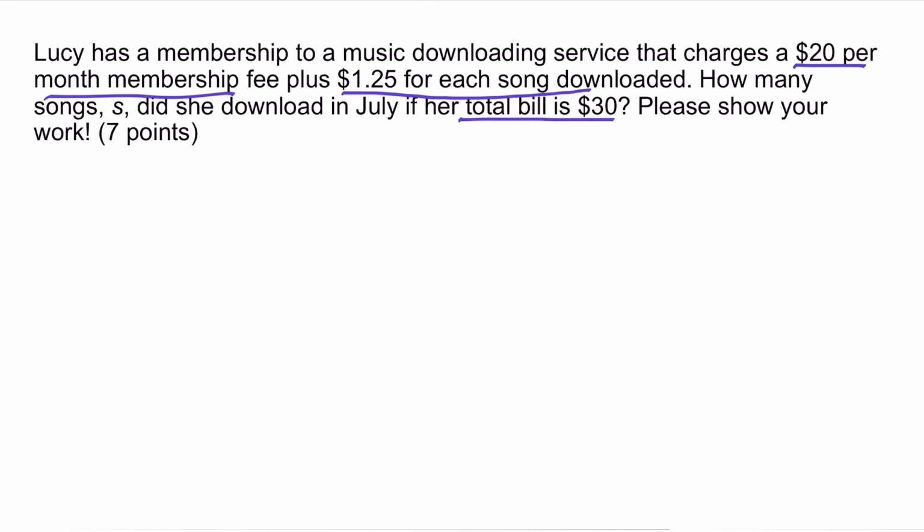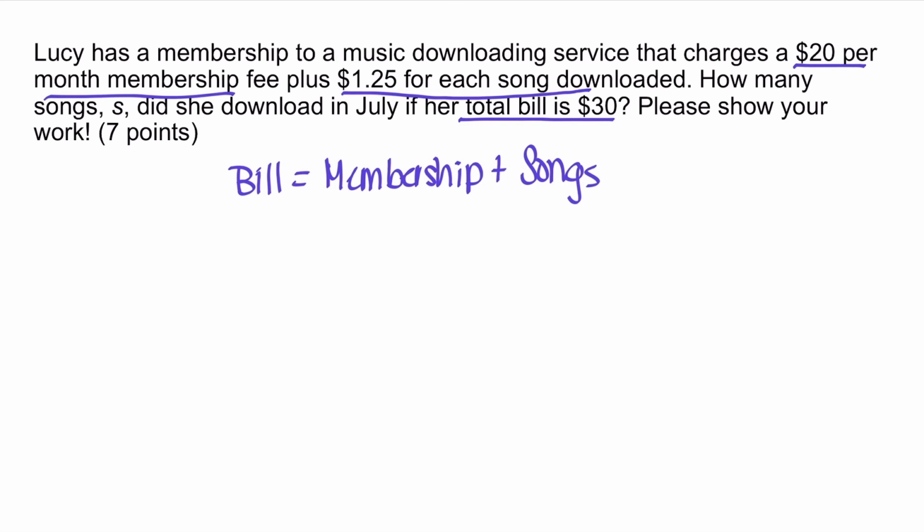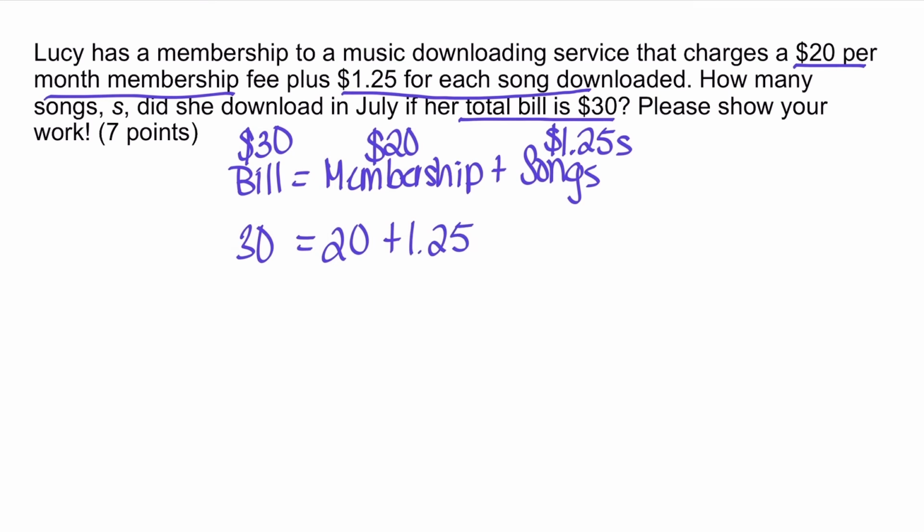Okay, so let's think about it. Her total bill is going to equal her membership fee plus the total cost of downloading songs. So we know that the membership fee is going to be $20, and then we know that she's going to pay $1.25 for every song, so we can write that as 1.25 S. Her total bill is going to be $30, so we can say that 30 equals 20 plus 1.25 S.